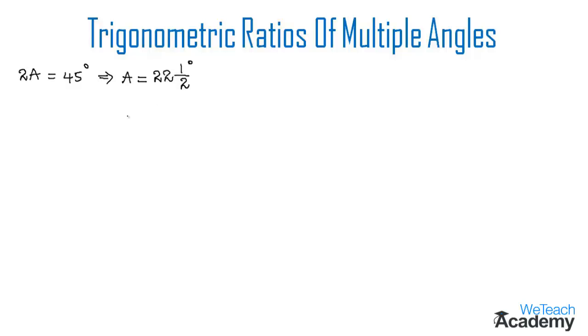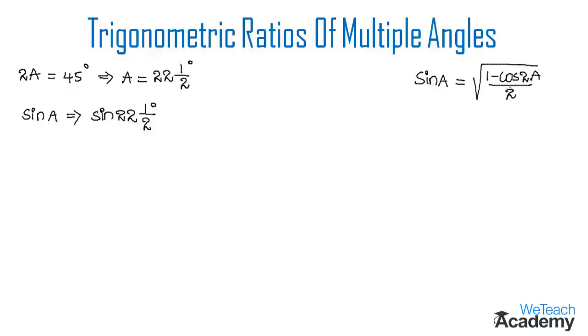In order to find this, let us begin with sine. Applying sine on both sides, we get sine A, which is equal to sine 22.5 degrees. By using the formula sine A is equal to under root (1 minus cos 2A) divided by 2, and replacing A with 22.5, we get under root (1 minus cos 2A) divided by 2. 2A is nothing but the multiple angle 45 degrees. So we get 1 minus cos 45 degrees divided by 2.